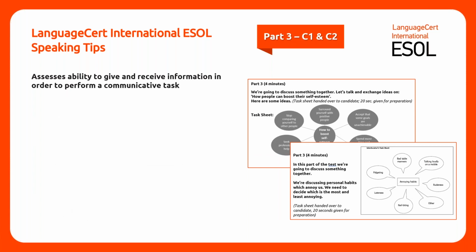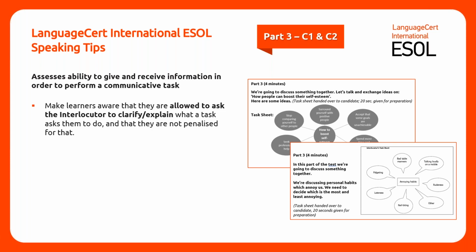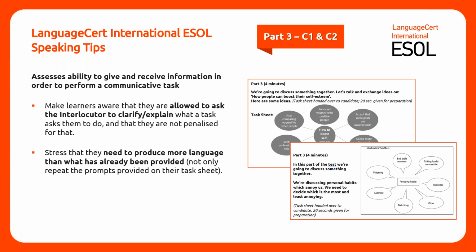Part 3. The aim here is to assess the candidate's ability to give and receive information in order to perform a communicative task. Make learners aware that they are allowed to ask the interlocutor to clarify or explain what a task asks them to do, and they are not penalized for that. Stress that for this part of the exam, they need to produce more language than what has already been provided, and not only repeat the prompts provided on their task sheet.